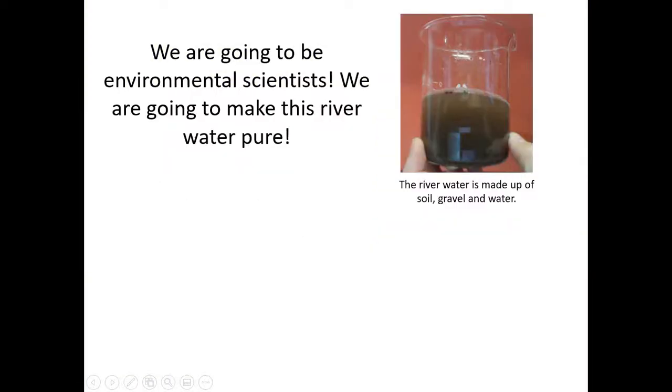So today we're going to be environmental scientists. We're going to make this river water pure. So this is my river water sample. It's made up of soil, gravel and water. If you want to have a go at this experiment today, you need to go out somewhere, get about half a dessert spoon, a good teaspoon of soil from somewhere, a bit of gravel, a few stones and some water. Mix it all up together and you've created your own river water sample.